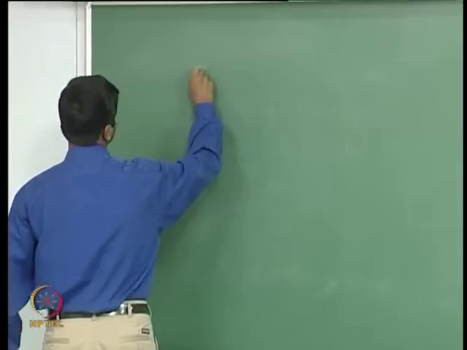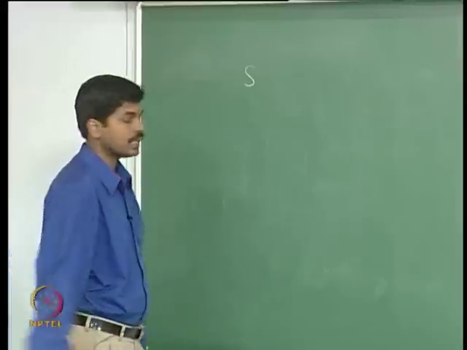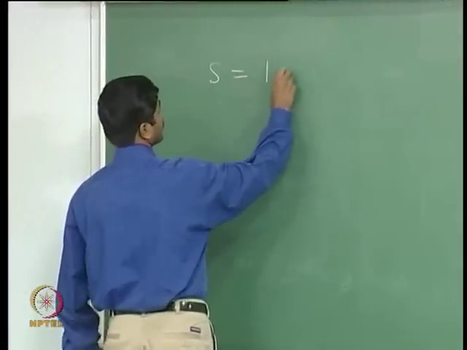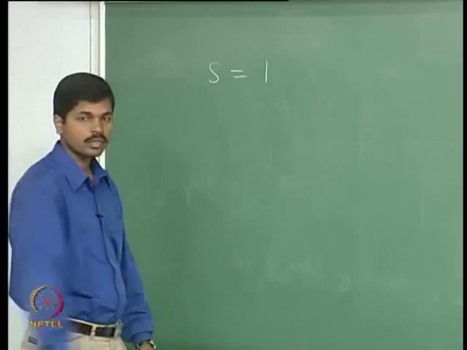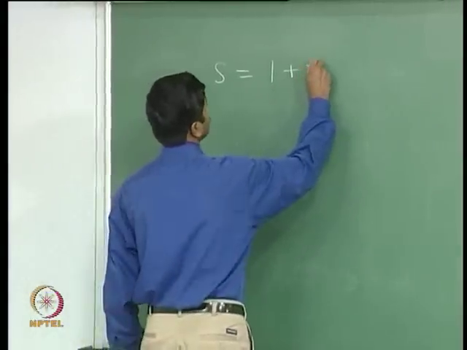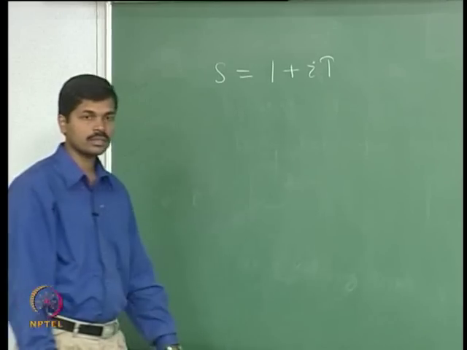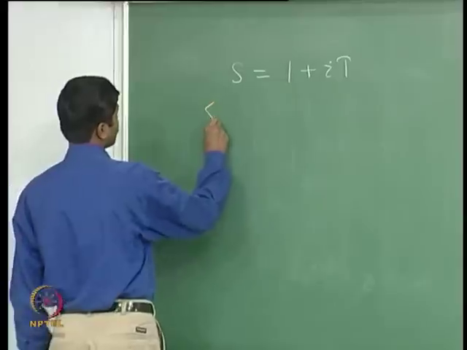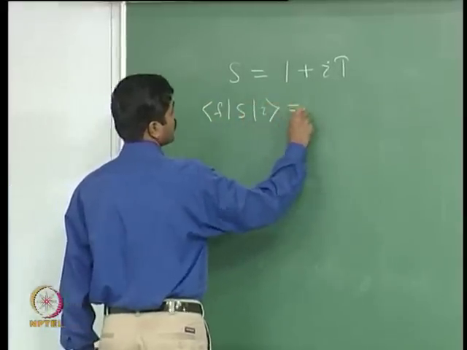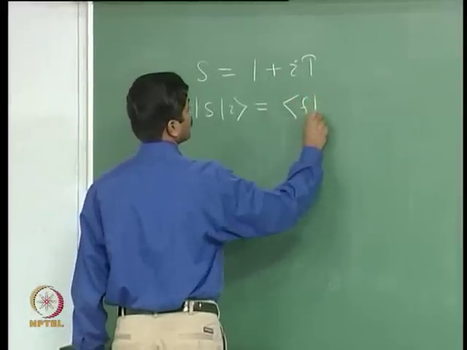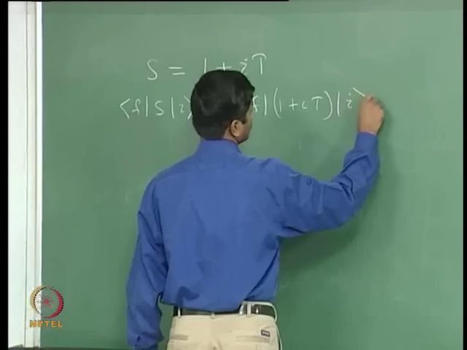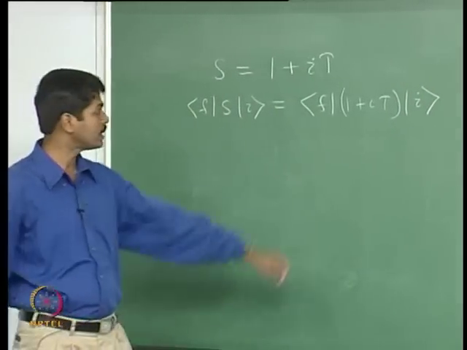You know this S matrix has an exponential form, and hence I can basically write this as the identity operator plus the rest of the term, which I will denote as i times T. And then the probability amplitude will basically be this one. What will the first term give?